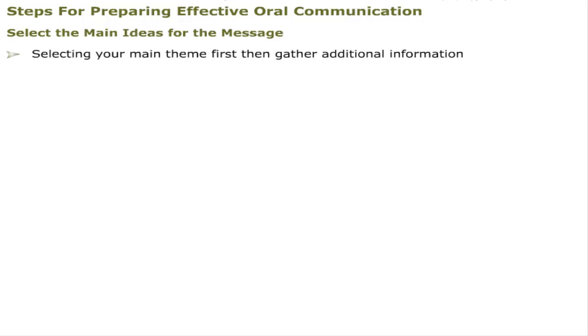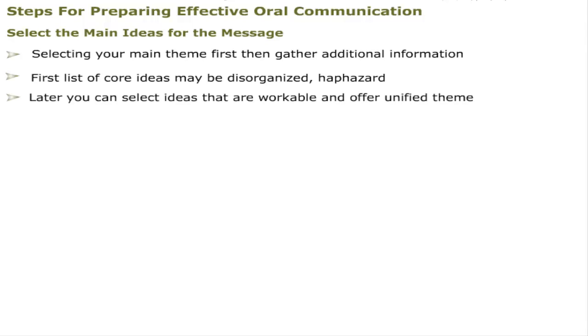Select the main ideas for the message. Selecting your main theme or your core idea should be done first. Then, gathering additional information will be in support of those core ideas. Your first list of core ideas may be disorganized or haphazard. Later you can select those ideas that are workable and offer a unified theme.